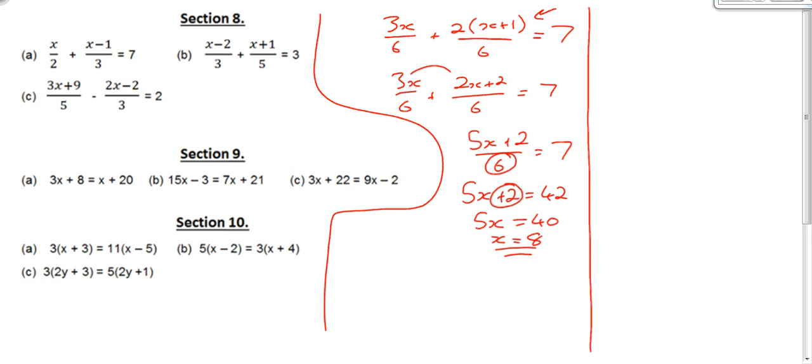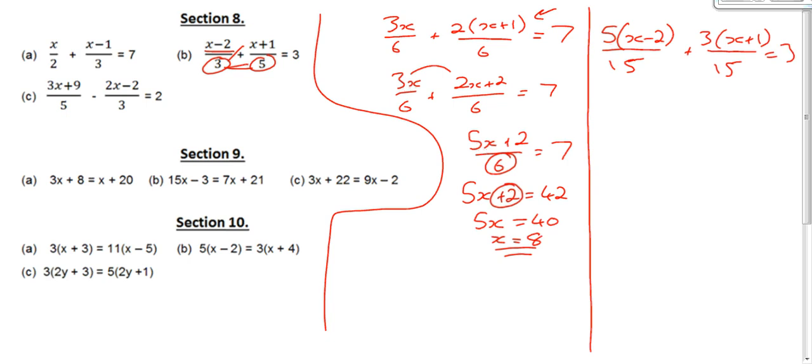Okay, question B, and we're going to do it in exactly the same way. To start off with, we're going to do 5 times by this thing here. So it's going to be 5 lots of x minus 2 over 5 times 3, which is 15. Next thing we're going to do is 3 lots of this. So plus 3 lots of x plus 1 over 3 lots of this, so over 15 equals 3.